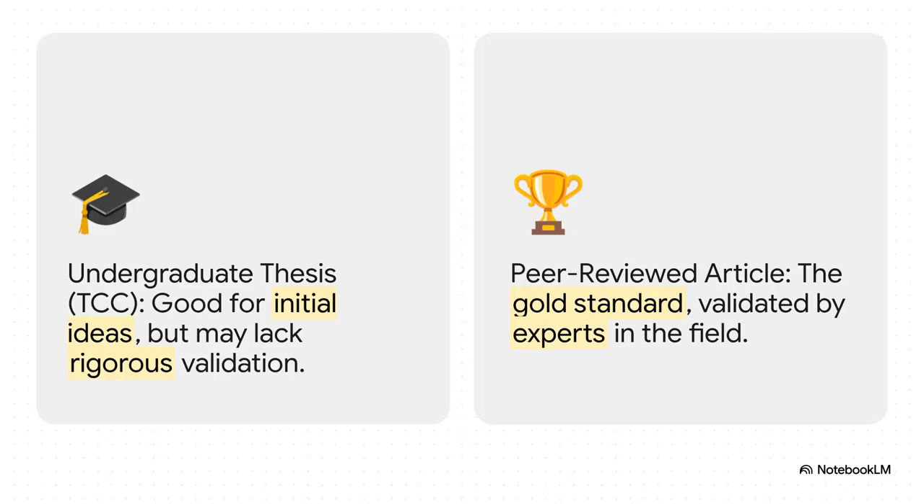For example, an undergrad thesis might have some really interesting ideas, but it hasn't gone through the same tough validation as a peer-reviewed article. Peer-reviewed articles are the gold standard because they've been scrutinized, they've been checked, and they've been approved by other experts in that field. Knowing this difference is absolutely key to building your arguments on a solid foundation.